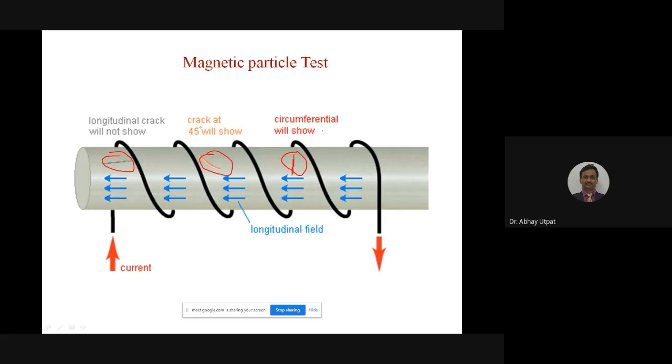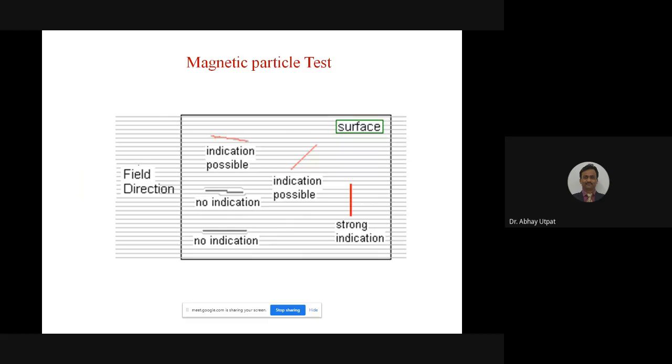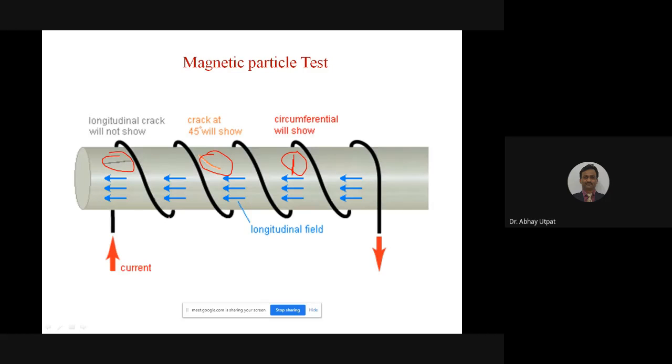See here, circumferential will show. Means what? If the crack is perpendicular to the field, it will show a clear indication. If the crack is inclined, it will show a faint indication. And if it is parallel, it will not show an indication. Now friends, indication means what? See here now, I am telling the logic behind it. Now you understood, when a crack is perpendicular to the magnetic field, it will be detected by the magnetic particle test.